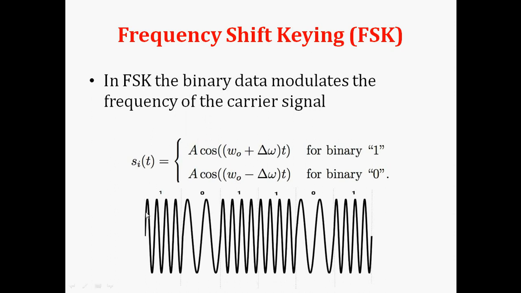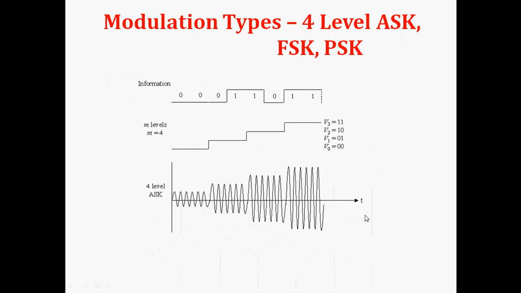So accordingly we can observe the change in the frequency. Initially for 1, this is my frequency. When we are transmitting 0, the frequency varies by minus delta omega, and so on for the respective 1s and 0s coming in the message. We have seen the types of modulations: ASK, FSK, PSK.